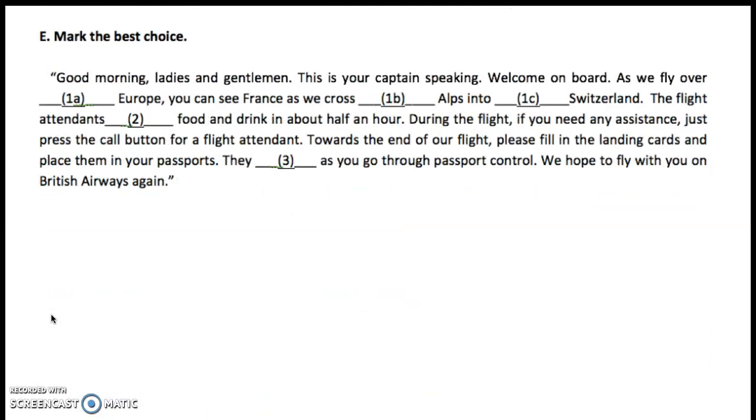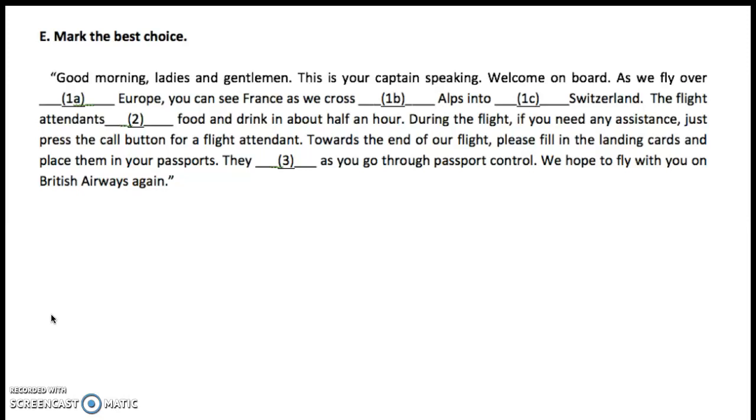Part E. 1a. Europe is a proper name, so it is used with no article. 1b. Alps is a range of mountains, so like all other geographical formations, this is also used with the. 1c. Country names do not take any articles before them.